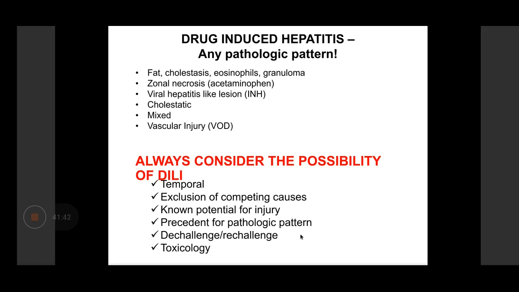How do you say that it is a drug-induced liver injury, or DILI as it's known in the liver circles? There has to be a temporal relationship. That means the drug has to have been started sometime prior to the liver injury occurring, and not the other way around, that the liver symptoms were there earlier, and now he's taking some medicine.